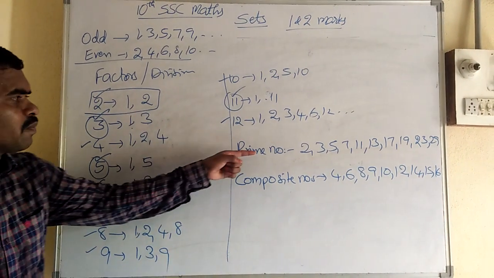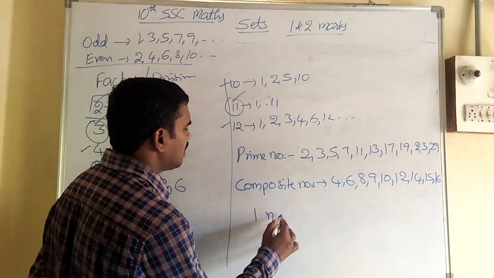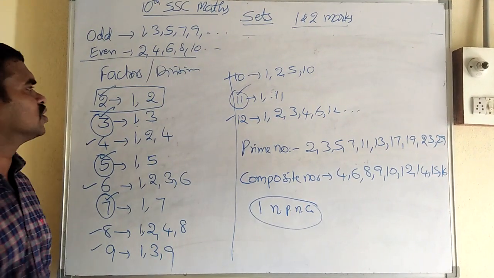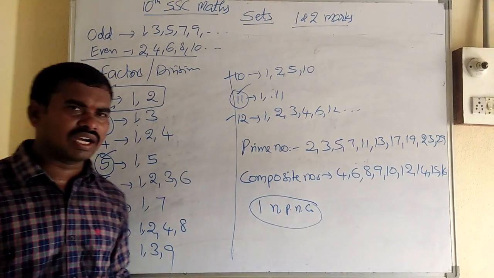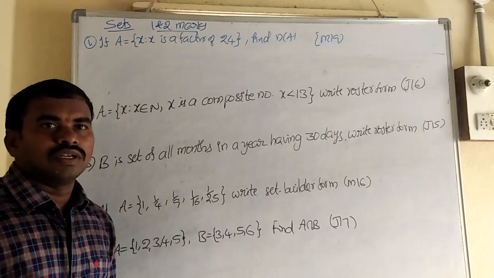And one is not prime nor composite. So one is neither prime nor composite. One is not prime and not composite, because it does not have 2 factors. It has no more than 2 factors.